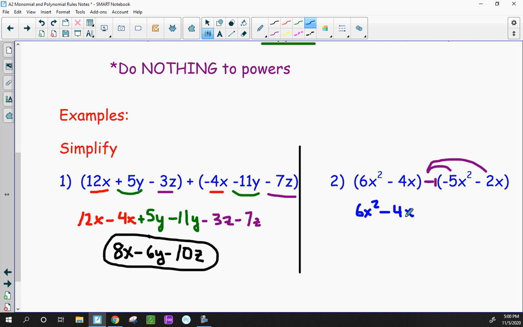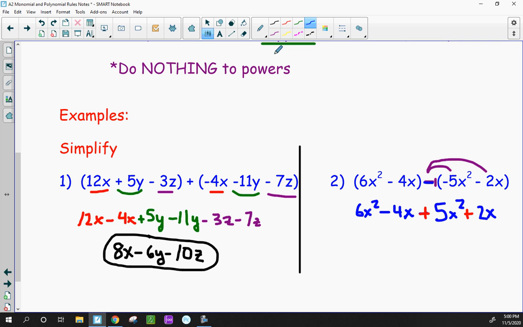Okay. And now because this is subtraction, I've got to change this sign from a negative 5x squared to a positive 5x squared. And now I've got a subtraction sign in front of a negative, so I'm thinking negative 1 times negative 2, and that's going to be a positive. Negative times negative is positive, and then 1 times 2 is 2. And then you're going to drop your x term down.